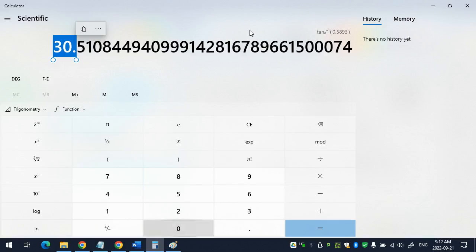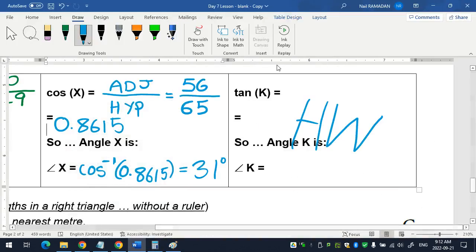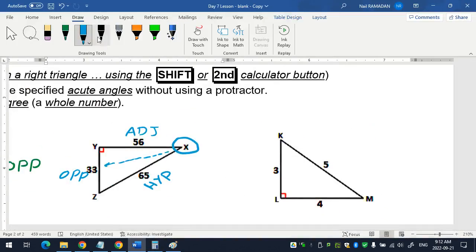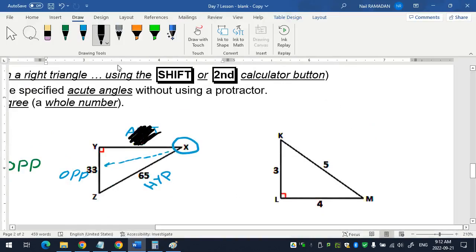Everyone, what if the case was this? What if the case was, everyone look. What if the case was this? What if I only gave you the 65 and the 33 and I still asked you to find the x? Then you have what given to you? What do you know? Come on. You know the hypotenuse and you know the what? Do you know the adjacent? Could you know it? How do you know sides in a right triangle?